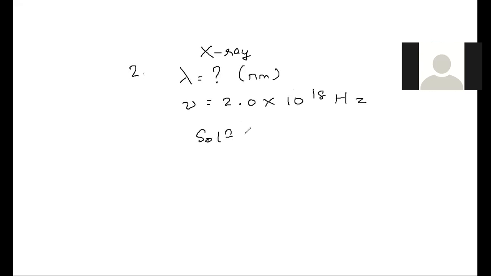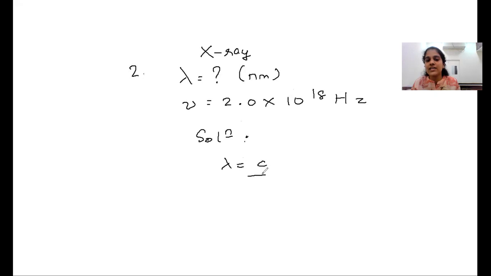Lambda is equal to C upon nu. Yes, lambda is equal to C upon nu. Very good, students. Same formula. As I said, C's value, okay, Lenroy has already done the sum. Good, very good, Lenroy. See, as I said, C's value is going to be fixed, right?